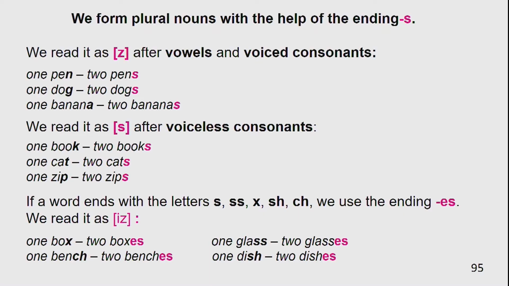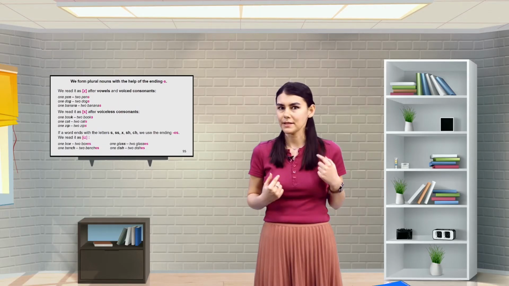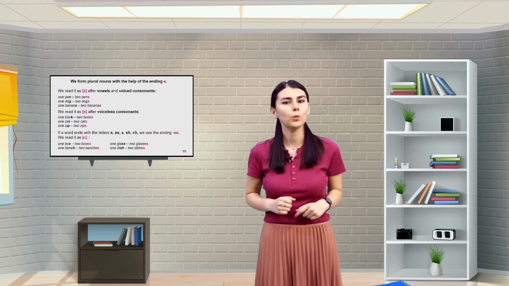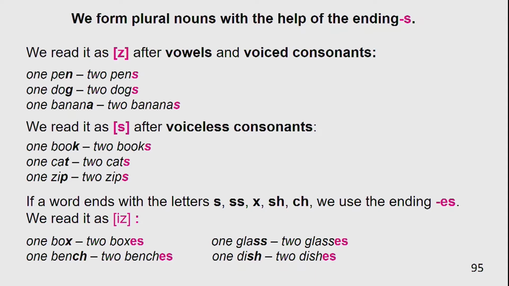1 banana, 2 bananas. We read the ending s as the sound s after voiceless consonants. For example, listen. 1 book, 2 books. 1 cat, 2 cats. 1 zip, 2 zips.